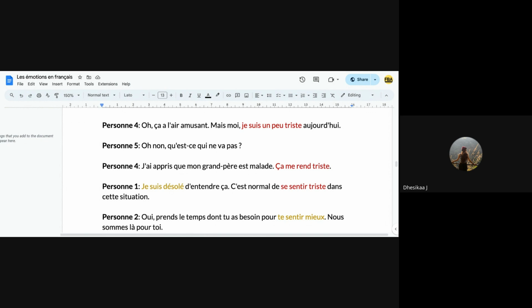That makes me sad. Very nice. And what's the meaning of the first sentence? His grandfather is sick. My grandfather is sick. Yes, I learned that my grandfather is sick. That makes me sad. ठीक है? What does the other person say?